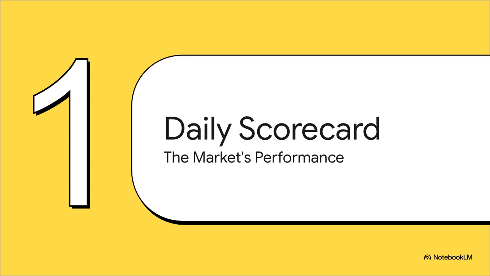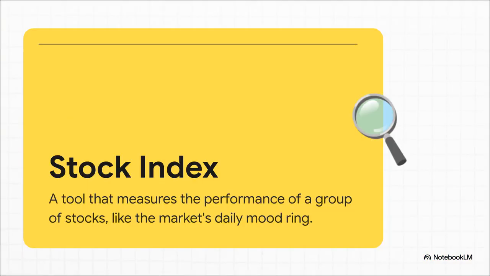The very first thing you want to look for is the market's daily scorecard. Just think of it like the final score of a football game. All we need to know is, did the market have a winning day or a losing day? That's it. And to get that score, we look at what's called a stock index. The best way to think of an index is like the market's mood ring. It just takes a big group of important stocks, mushes them all together, and gives us one single number that tells us how they did as a team. It shows us if the market was feeling good, feeling bad, or just kind of meh.